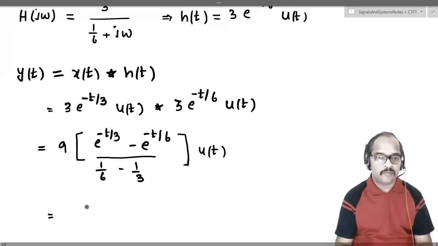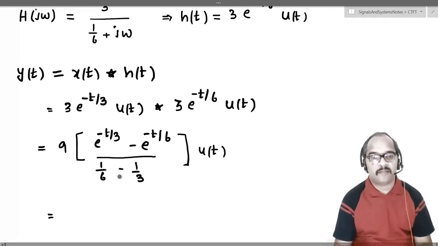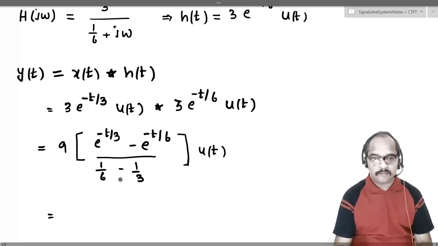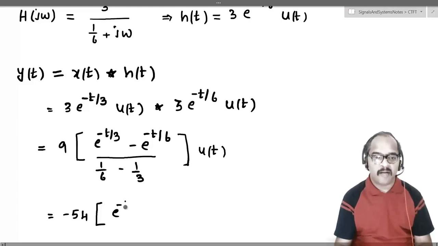So 1 by 6 minus 1 by 3 is how much here? That should be 1 minus 2 over 6, so minus 1 by 6 you will get. Minus 1 by 6 multiplied with 9 should be, 9 divided by minus 1 by 6 is minus 54, multiplied with e power minus t by 3 minus e power minus t by 6 u of t.